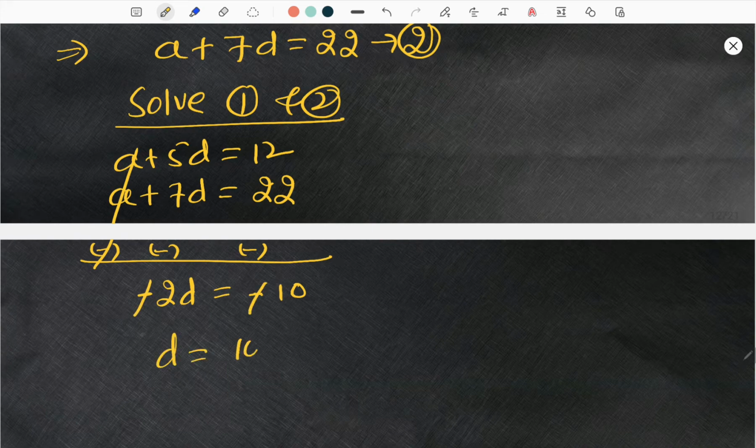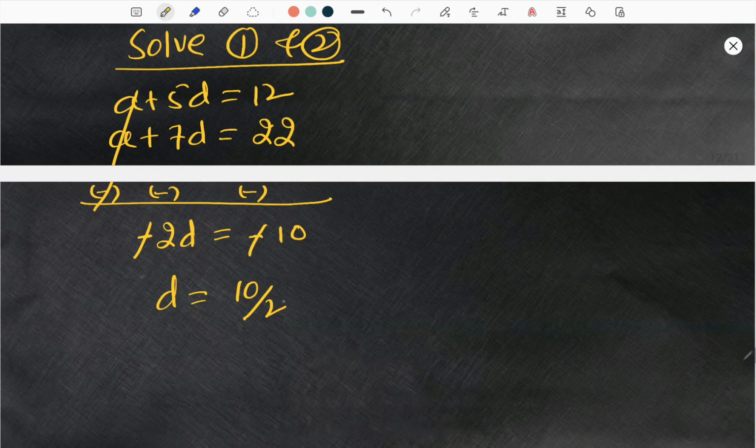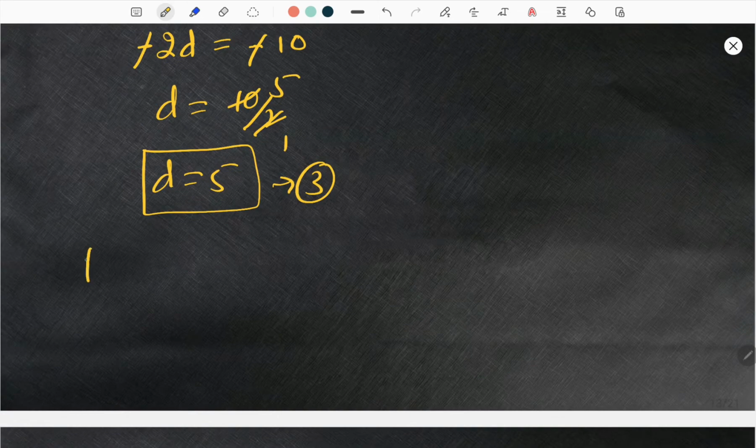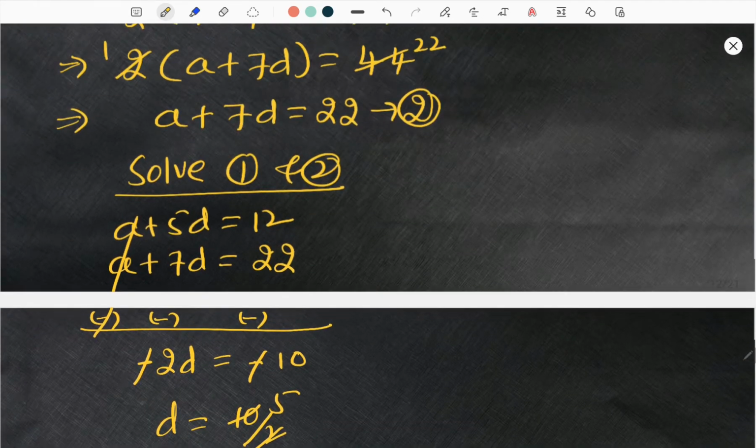D is equal to 10 divided by 2, and I am going to cancel this as 2 ones are 2, 5 twos are 10. D is 5. We got the value of d as 5. Now we want the value of a, right? Let me call it equation number 3. I am going to put this in any of the equations, whichever is easy.